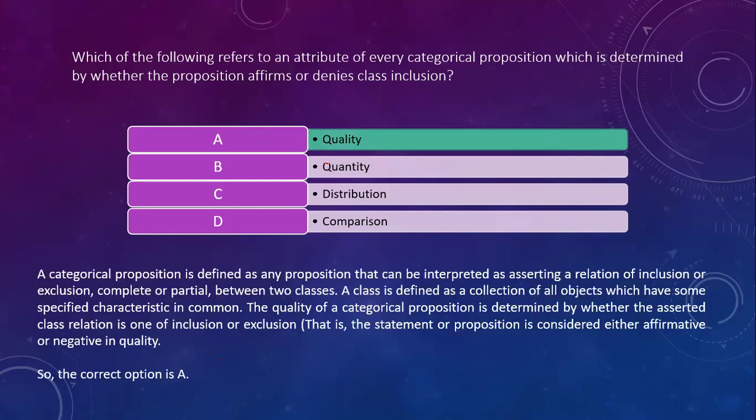A categorical proposition is defined as any proposition that can be interpreted as asserting a relation of inclusion or exclusion, complete or partial, between two classes. A class is a collection of all objects which have some specified characteristic in common. The quality of a categorical proposition is determined by whether the asserted class relation is one of inclusion or exclusion. That is, the statement is considered either affirmative or negative in quality. Quantity means all, no, some. Quality means positive or negative. For example, all S is P, some S is not P. That is quality.